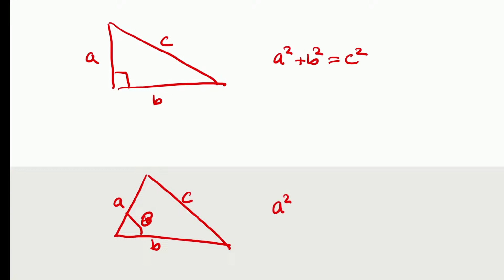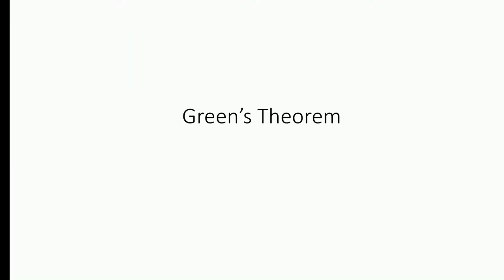Specifically, it says a squared plus b squared is equal to c squared. Well, I've left a little gap there because there's a correction factor, isn't there? This is minus 2ab cosine of theta. So this is the correction for the fact that that's not a right triangle. We have a similar situation here with Green's theorem.